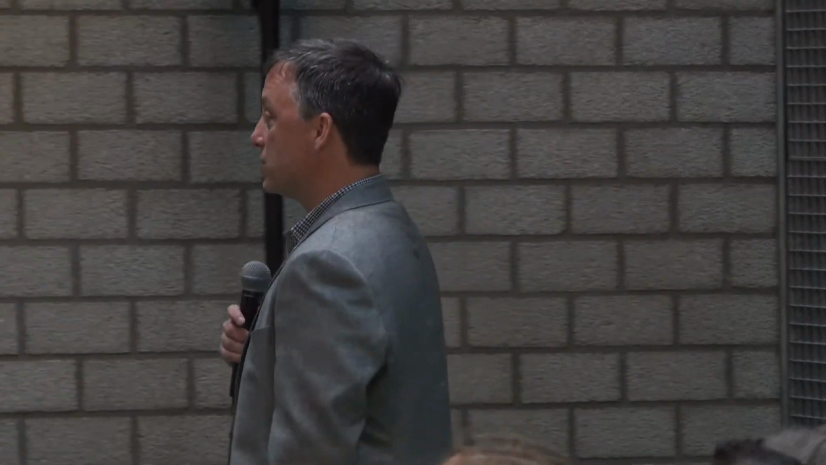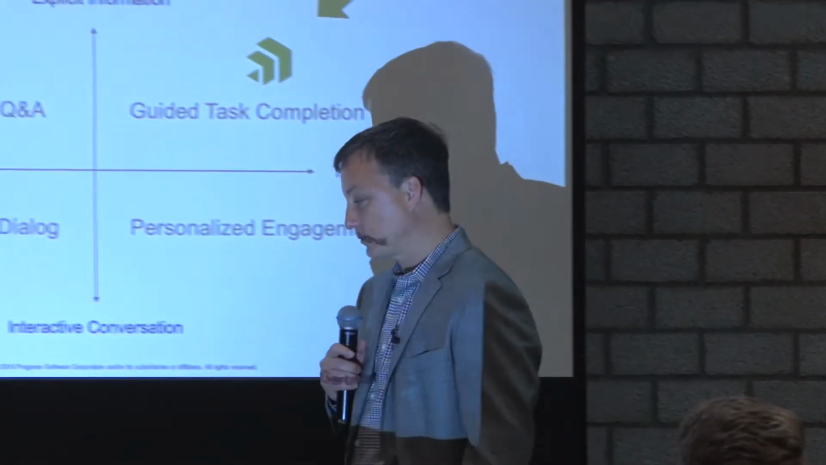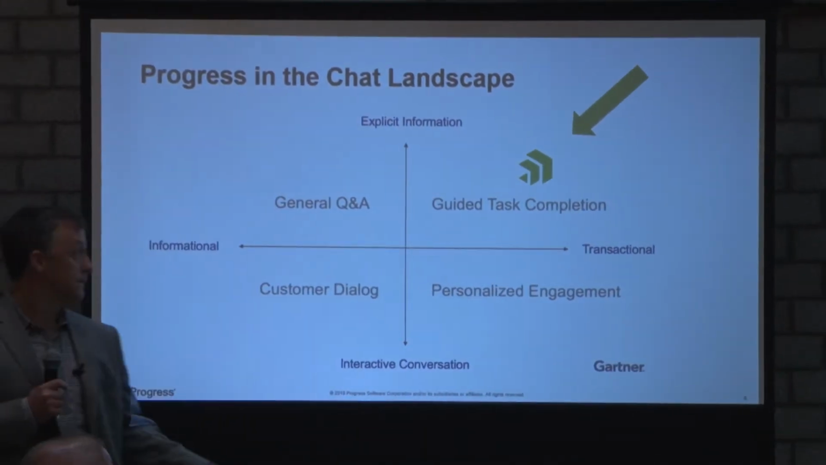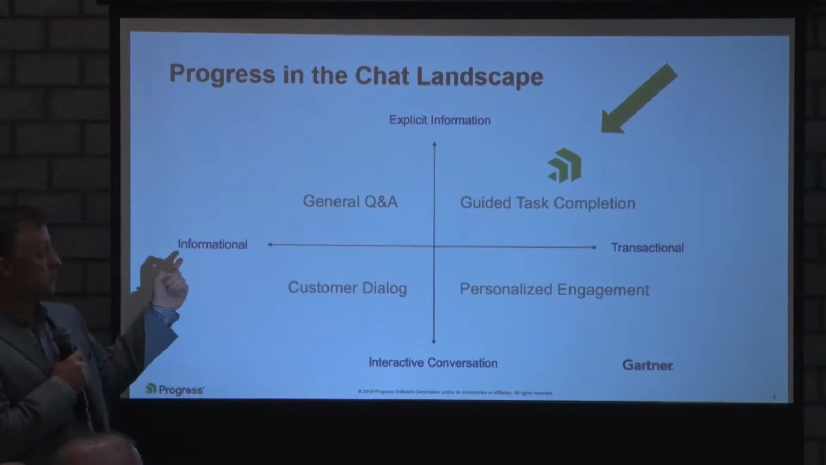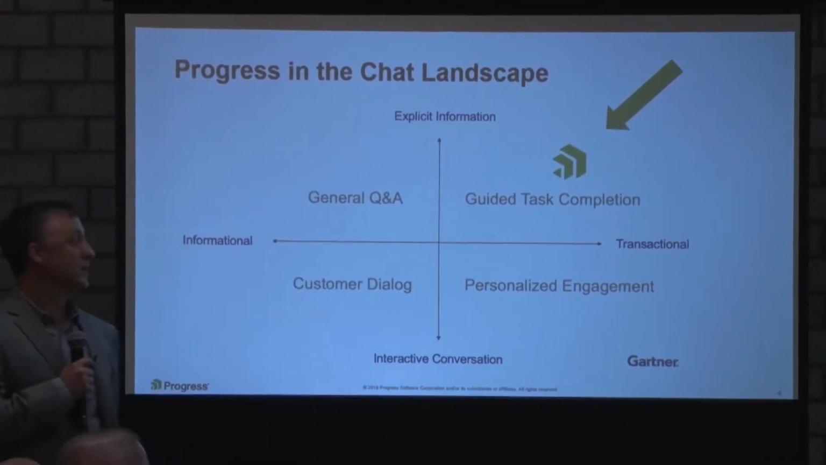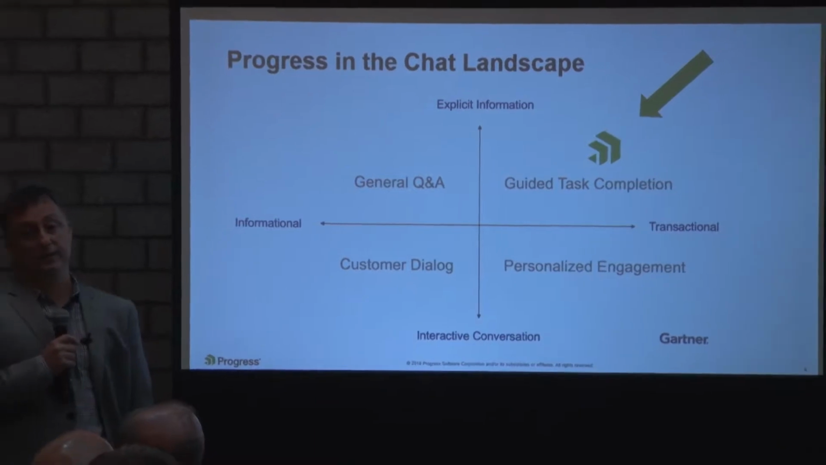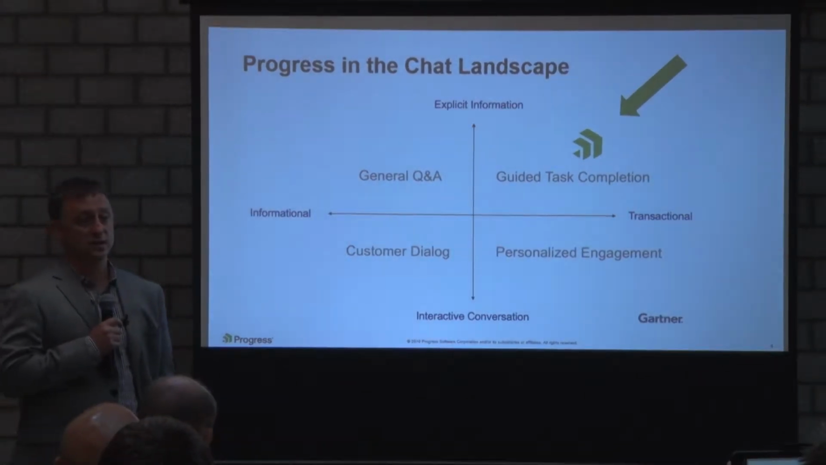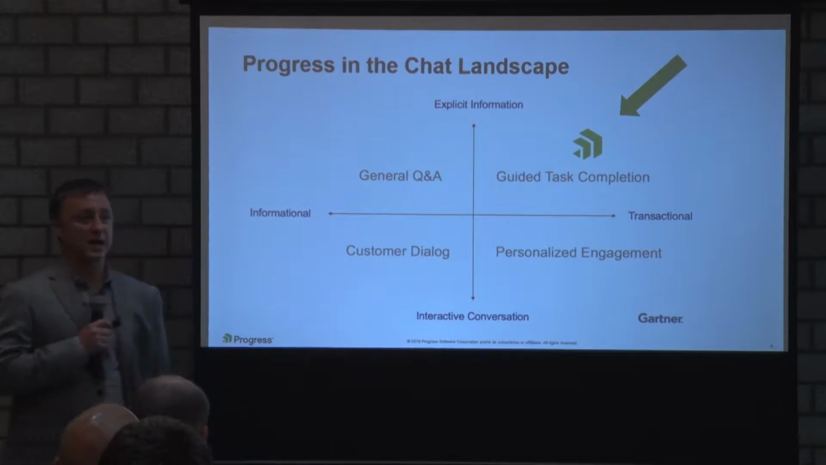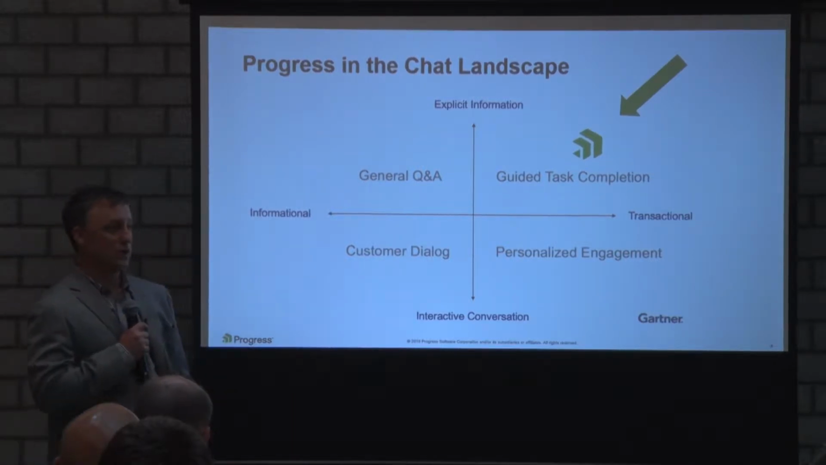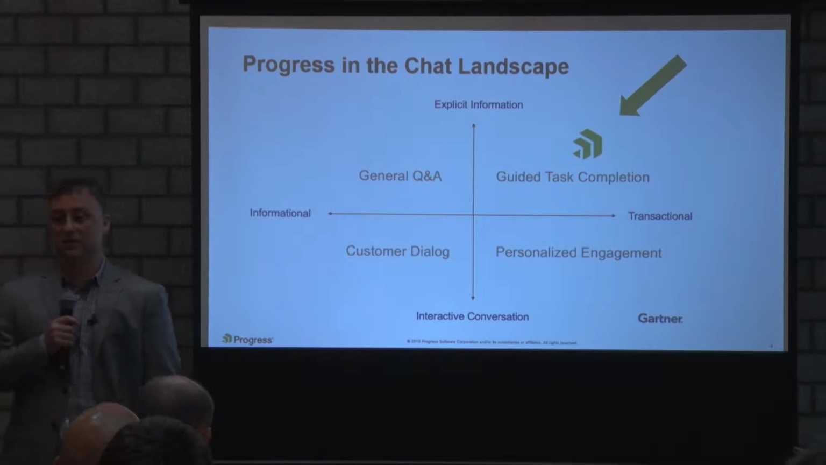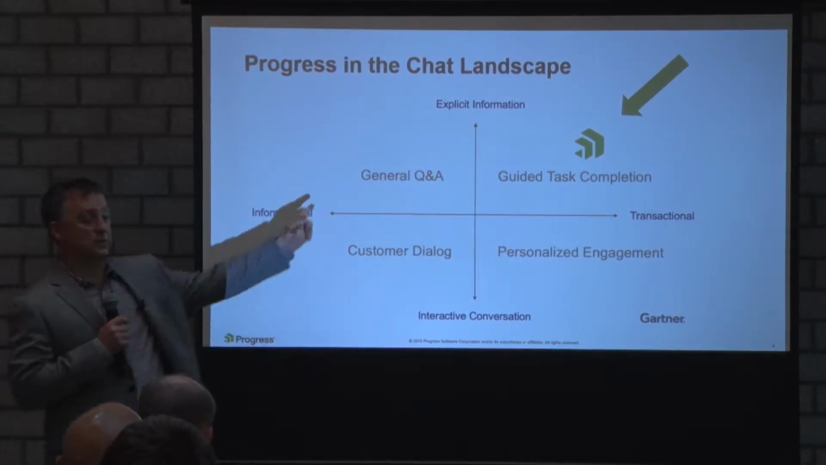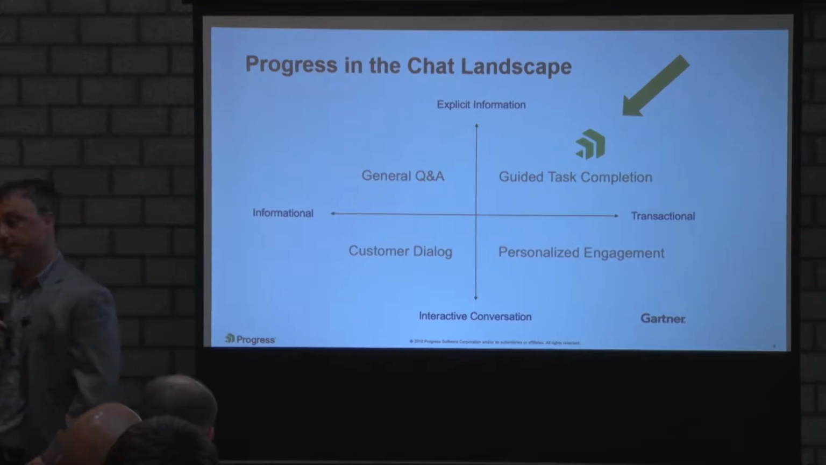So if you imagine chat as a quadrant, because I conveniently have a quadrant in front of us, there's 4 general types of chat. Firstly, you have your general question and answer chat. This is more informational. It's more explicit information, and there's not a lot of interactivity. But someone may have a question, so they type this question in. You use natural language processing to figure out what the question actually is, and then find the answer that they're looking for. We kind of do this, but I don't think this is a very hard problem.